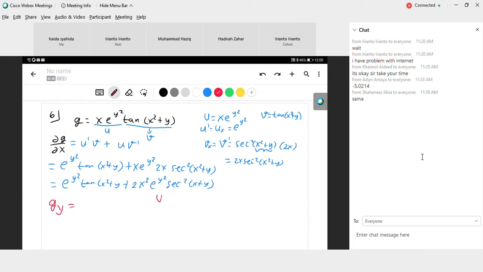Now, u is x e^(y²). u prime, in this case u with respect to y, again because we want to differentiate with respect to y, will be x e^(y²) multiplied with the derivative of y². That one is chain rule, 2y. So it will be 2xy e^(y²).